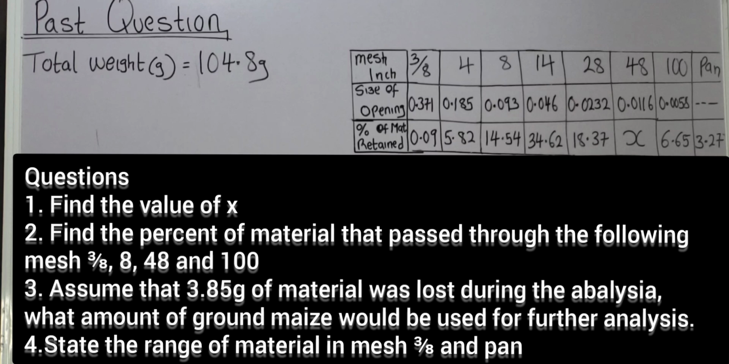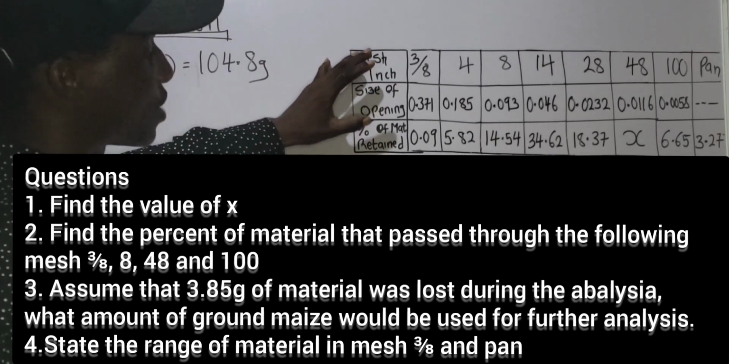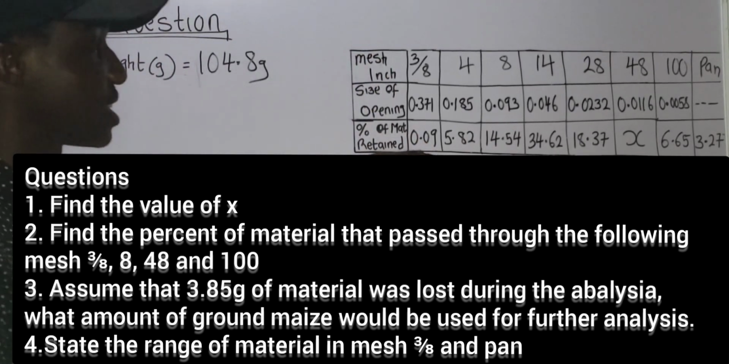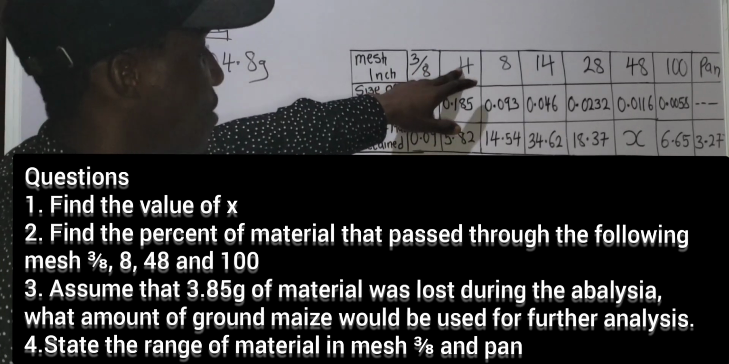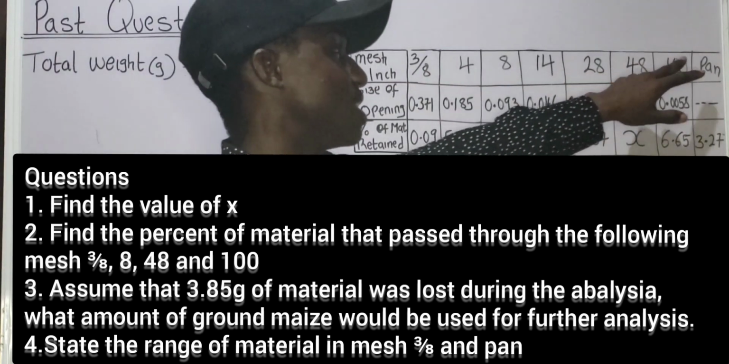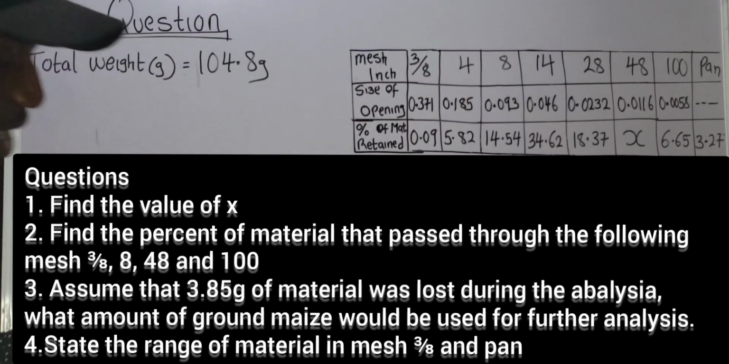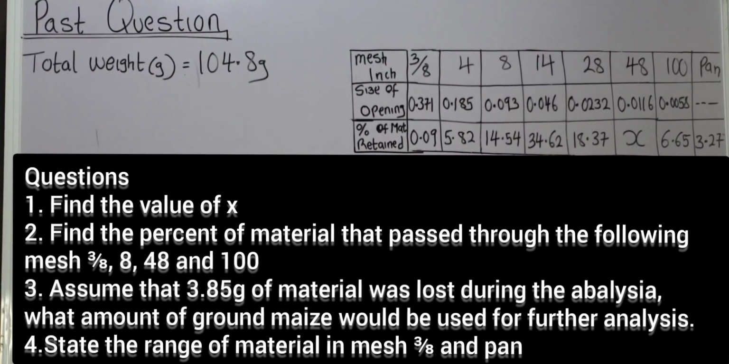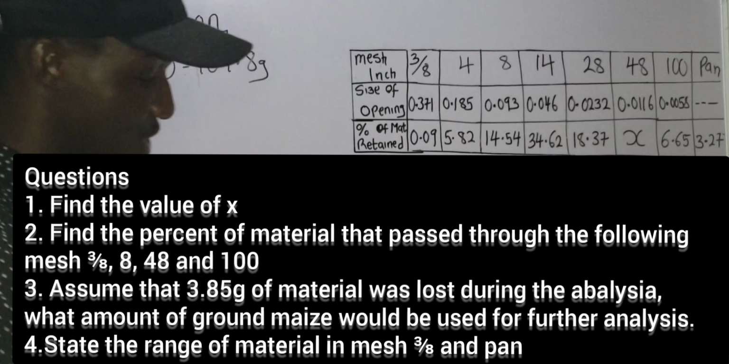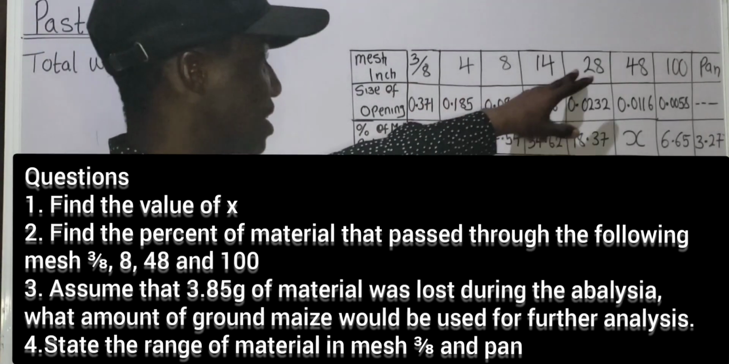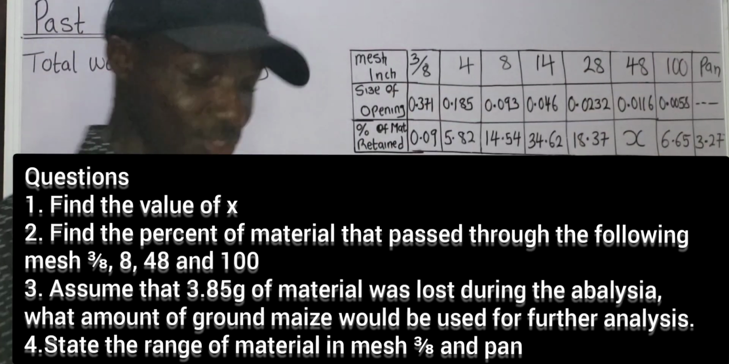The second question is to find the percent of material that passed through the following mesh. We have mesh 3/8, mesh 8, mesh 48 and mesh 100. You know, there are various types of mesh that were used during the experiment. The meshes are 3/8, 4, 8, 14, 28, 48, 100. So we are told to calculate the percentage of materials that pass through mesh 3/8, mesh 8, mesh 48, and mesh 100. Do you understand?